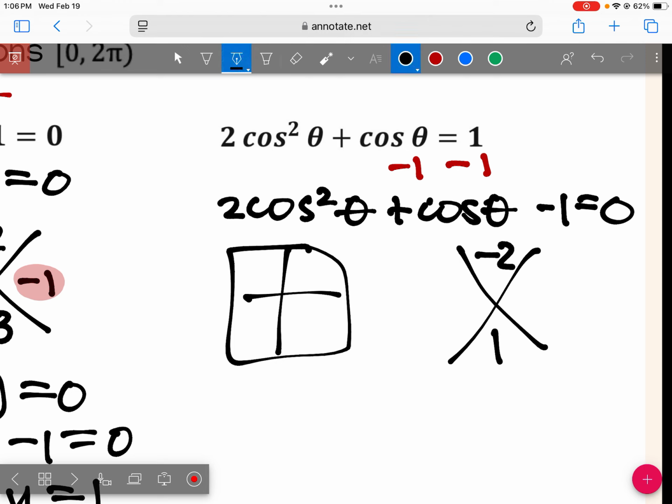Yeah. What makes it negative? So this top value is A times C. Oh, okay. This is A times C and this is B. So what multiplies to -2 and adds to 1? You said 2 negative. Yeah. So I'm going to put them in the boxes. I'm not going to do it. I believe in you.